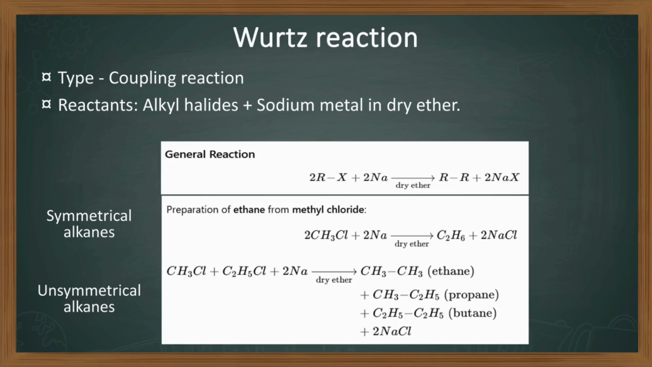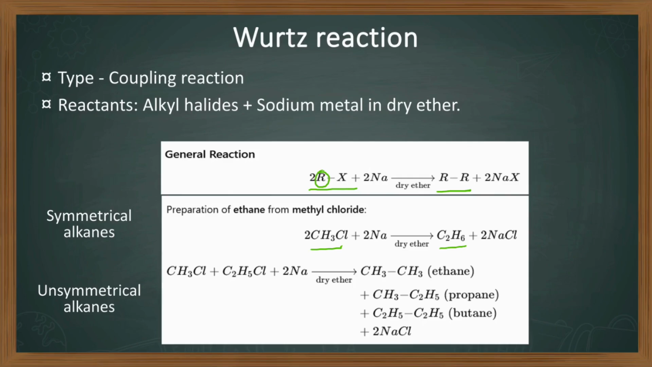It is a coupling reaction by nature. Here, two alkyl halides react with sodium metal in dry ethyl ether medium to give alkanes. So, two such alkyl units combine to give alkanes. If I take methyl chloride, two methyl groups combine to give ethane. If I take ethyl chloride, two ethyl units combine to give n-butane.